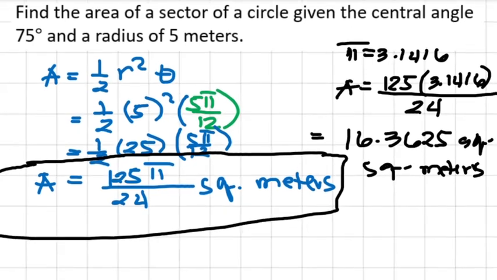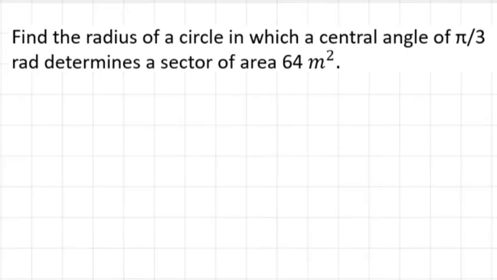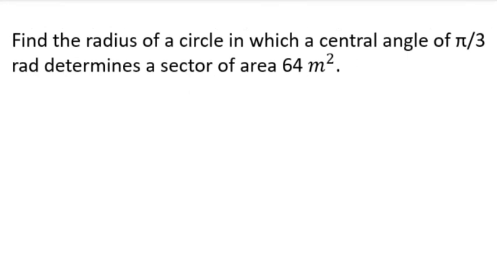Okay, next, another example. Here we have: find the radius of a circle in which a central angle of pi over 3 determines a sector of area 64 meters squared. So, how do we answer this? Same as before, since we're still talking about the area of a sector, we're going to apply the formula: A is equal to 1/2 r squared theta.